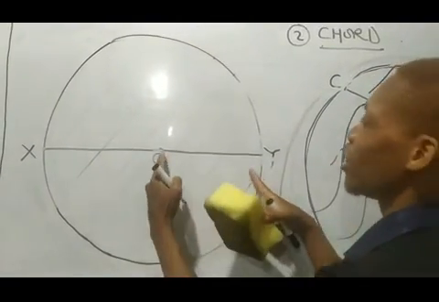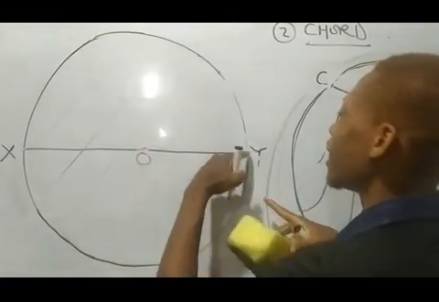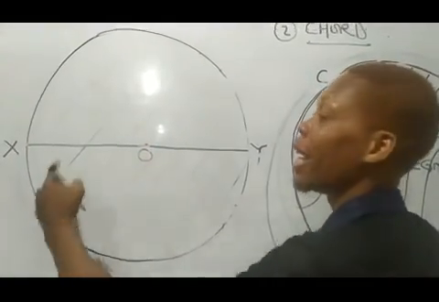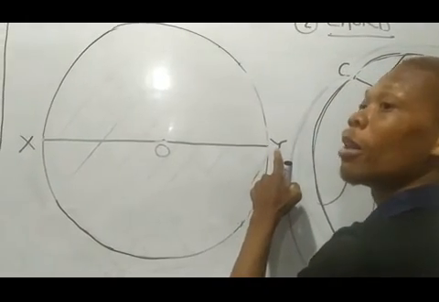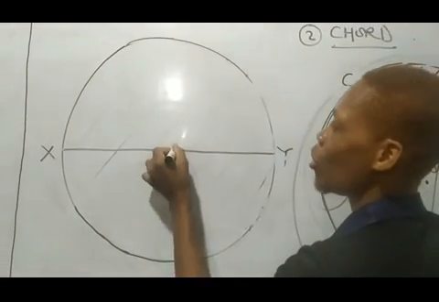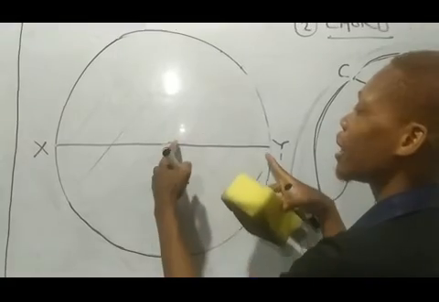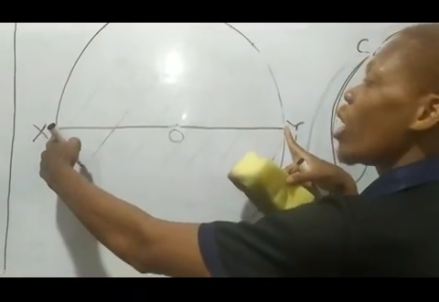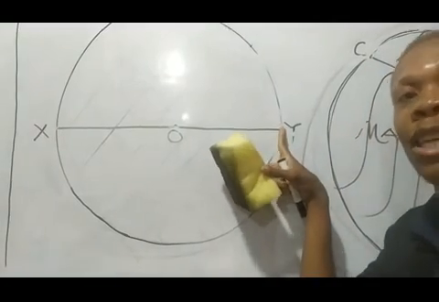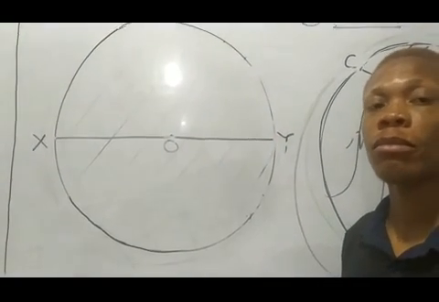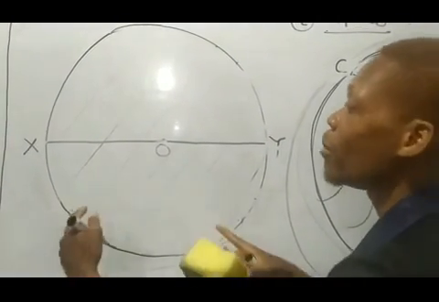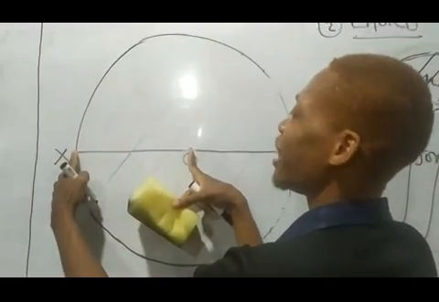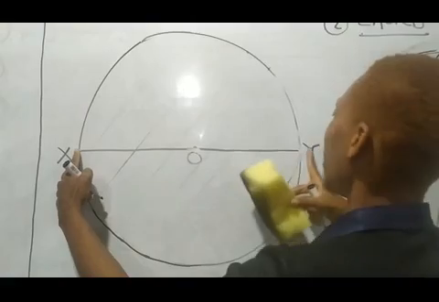So you realize that OY here is half of the length XY. It's exactly half. From O to Y, this line OY is half of the total line XY. So that is why we say that the radius is half of the diameter. The same way, if you look at the line OX, this OX here is exactly half the line XY.